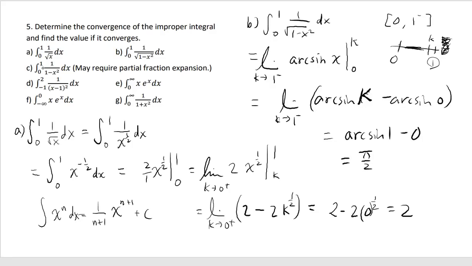If you forgot the graph of sine, you should remember what the sine graph looks like: here's pi over 2, pi, 3 pi over 2, 2 pi, and the graph looks like this. And indeed, sine becomes 1 at pi over 2. That's why arc sine of 1 must be pi over 2.